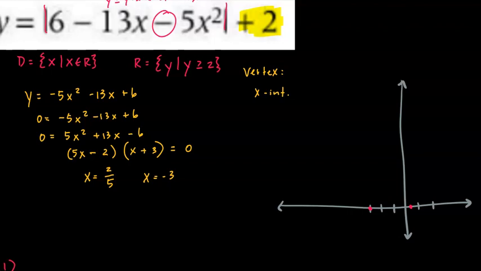But remember what happened to them right here. It went up 2, right? So now, where it was before 2/5 and 0, and -3 and 0, now because they moved up 2, it's going to be 2/5 and 2, and -3 and 2. Okay? And so 1, 2.